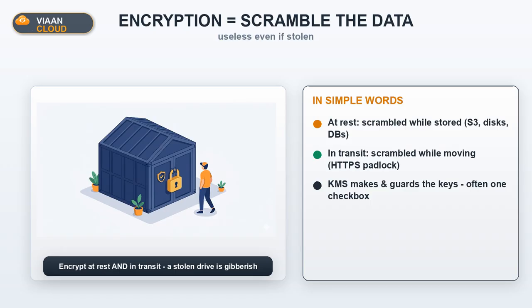AWS makes this easy with KMS, which manages the encryption keys for you. On most services, you switch encryption on with a single checkbox, so there's no excuse not to.